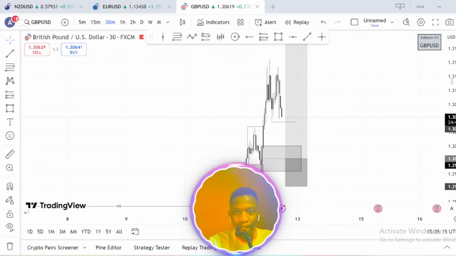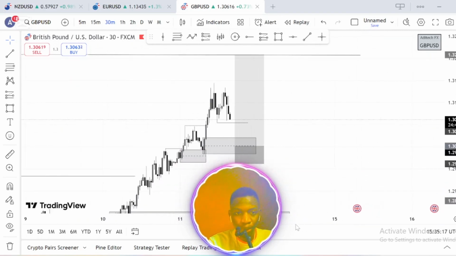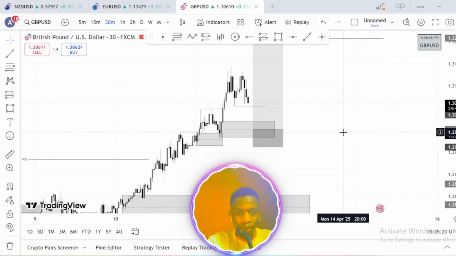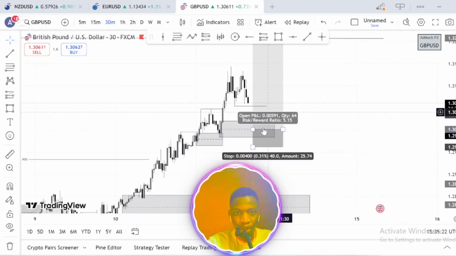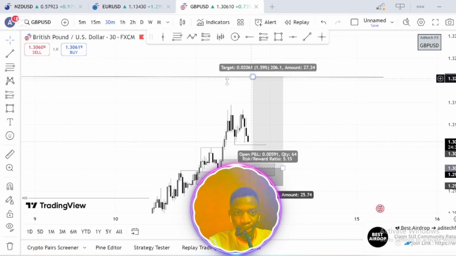So I'm still having a buying bias on GBP USD, right? Once it gets to this zone, I'll look for confirmation. And this is the ultimate liquidity it is targeting, right?